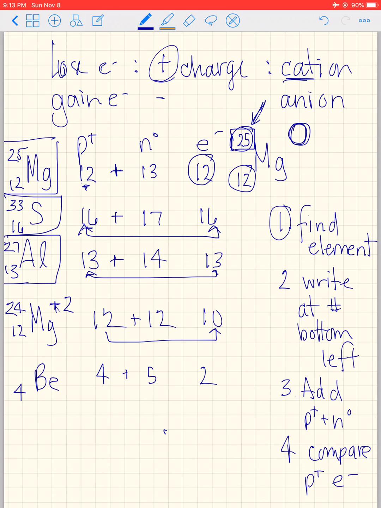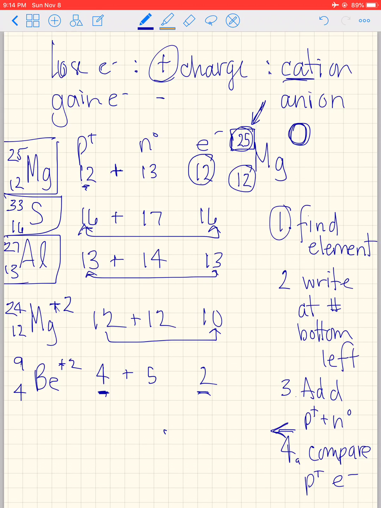That's going to be 4 plus 5 is 9, and I should have written in there, please write in there, that's the atomic mass that you write at the top left. The next thing I'm going to do is compare my protons and electrons. Again, I have more protons than I do electrons. So since I have more of the positive charges, it's going to be a plus 2, because I have 2 more protons than electrons.